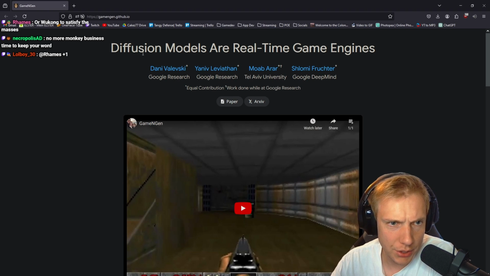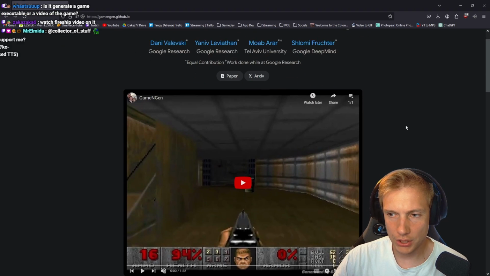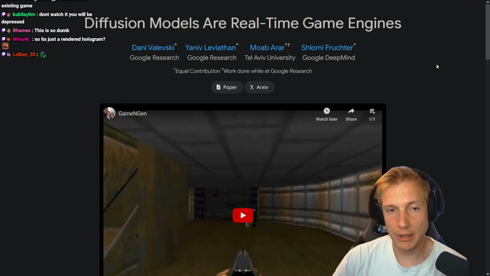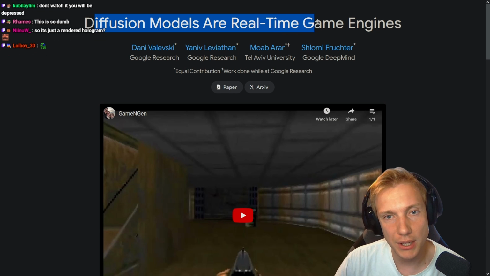The diffusion models are real-time game engines. So this is Doom simulated, right? Watch the Fireship video on it. Do you have it? It's just a rendered hologram. I don't know exactly how this works. So we have this: diffusion models are real-time game engines.